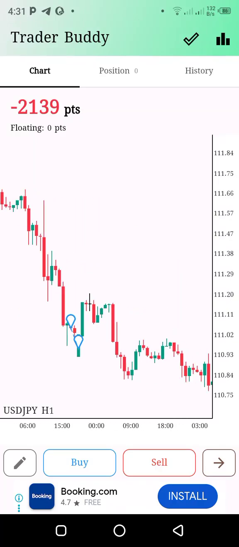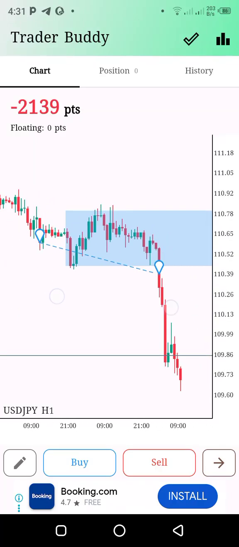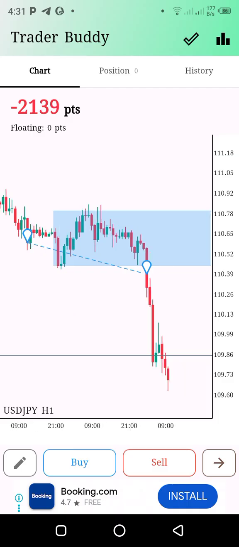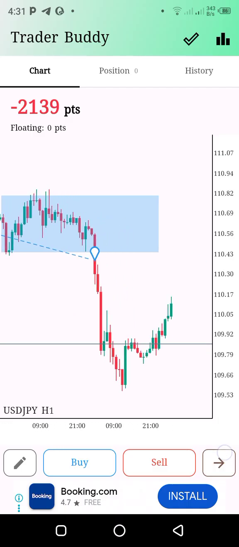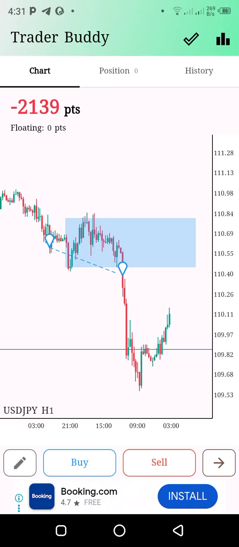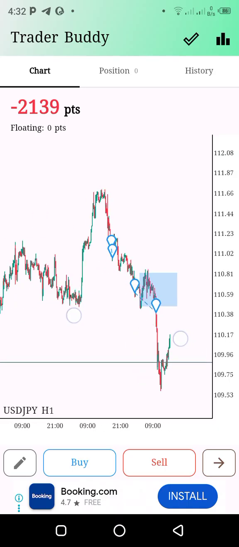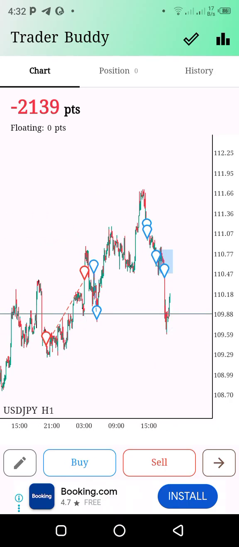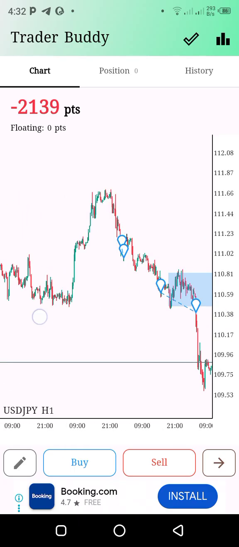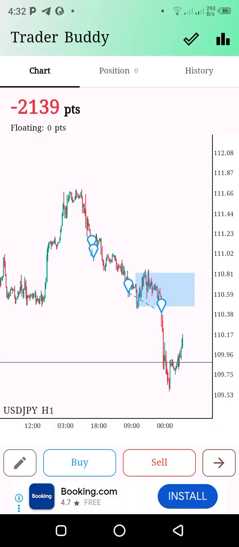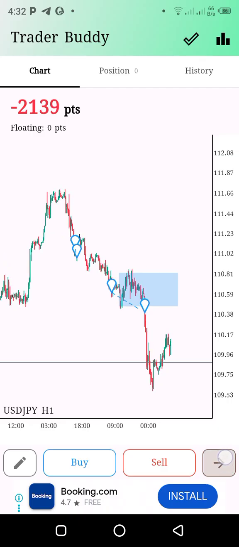So I'm just going to be trading some setups here on USDJPY. So we see now this area is the one which broke a very strong demand area, right? So we are just waiting for price to come back into that zone so that we can take our entries. Just wait.